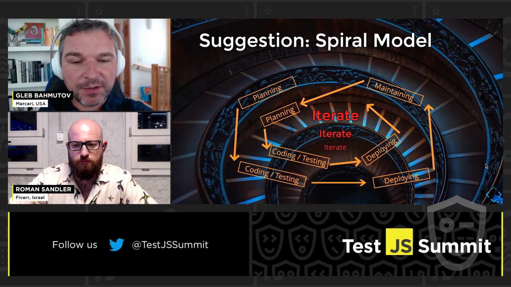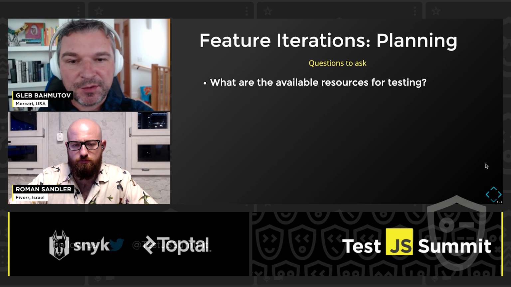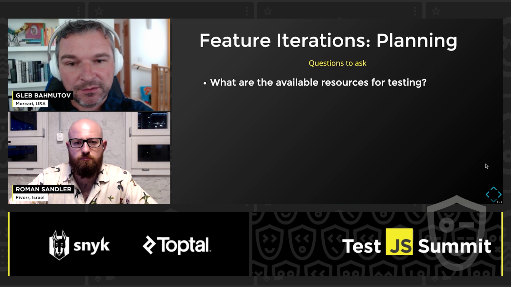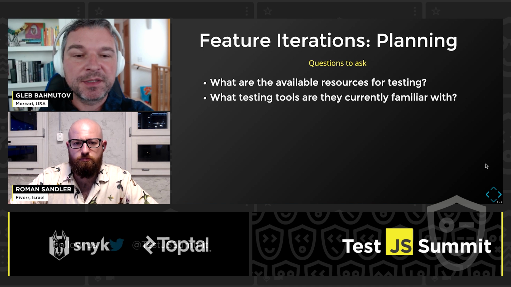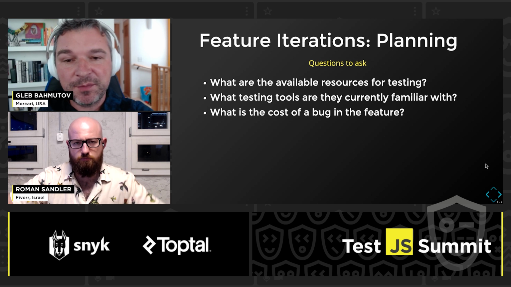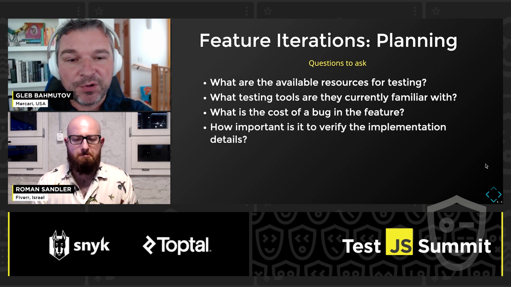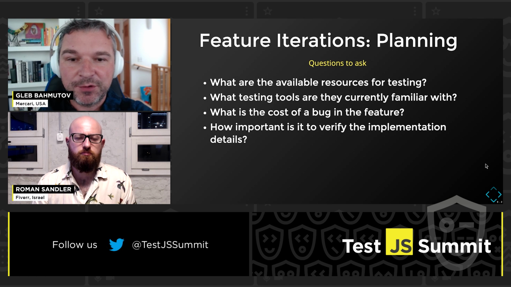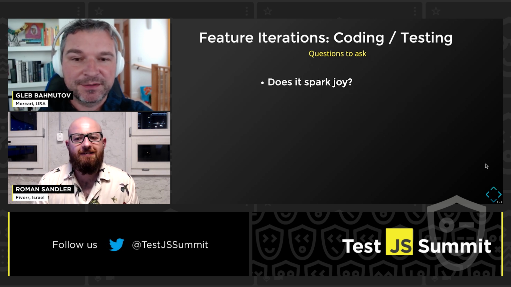So we suggest that at every step, you ask yourself, how does this affect the testing? When you plan a feature, what do you have? What do you know for testing? What tools do you know? What tools does the team know? The interesting question is, what's the cost of a bug? If there is no cost of a bug, you might skip testing altogether and maybe have some manual tests. How important is it for you to actually tie down the whole implementation? Or is it okay to test just the interface? Now, Roman, can you take us through the questions for the coding part?